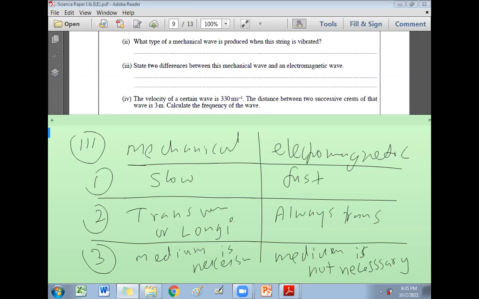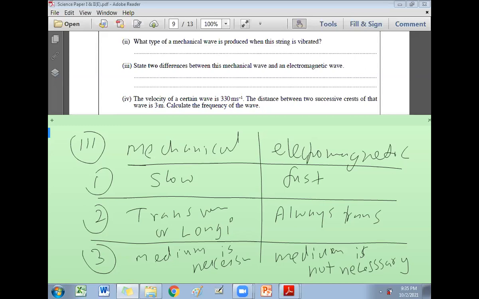But electromagnetic waves can travel through a vacuum. Other than that, you can write mechanical waves do not possess magnetic properties, but electromagnetic waves possess both electric and magnetic properties. Okay, so like that. They're asking how many? Two differences. I told you electromagnetic waves travel at the speed of 3 into 10 to the power 8 in a vacuum, right? Okay. Then next one, part 4.